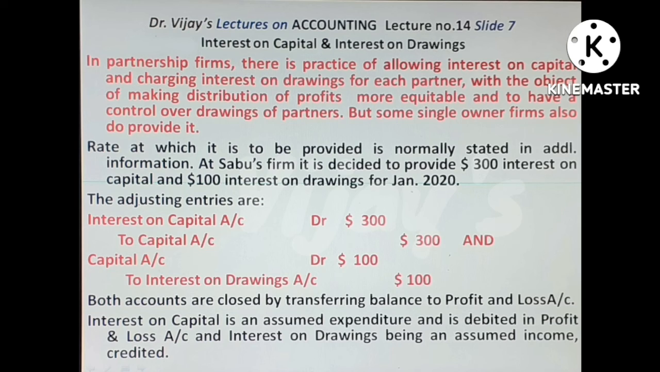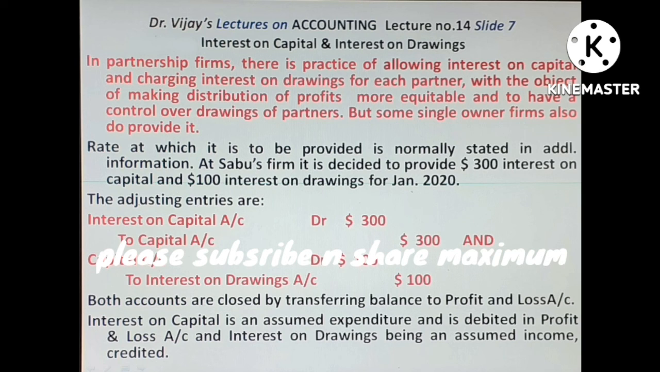In partnership firms, there is a practice of allowing interest on capital and charging interest on drawings for each partner, with the object of making distribution of profits more equitable and to have control over drawings of partners. But some single owner firms also do provide interest on capital and interest on drawings. The rate at which it is to be provided is normally stated in additional information.